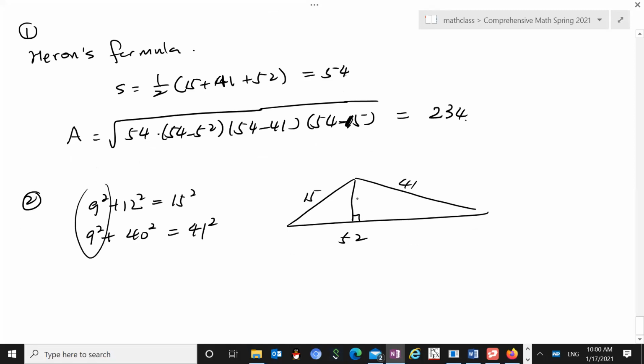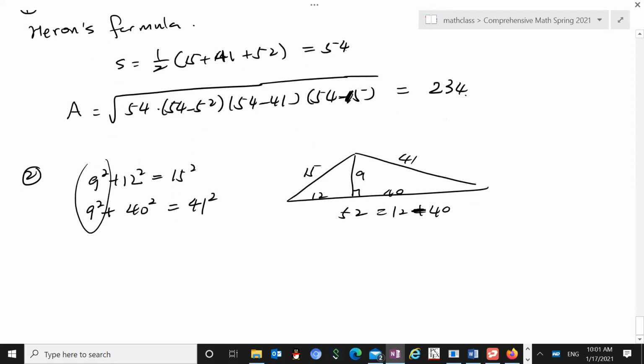So I guess this 9 is the same. Try this: here's a 9, and then 12 plus 40 is going to be 52. So this must be 12, this must be 40. And then, what is the area? We already know its height is 9. So the area is going to be the base times 9 divided by 2, so it's going to be 234.